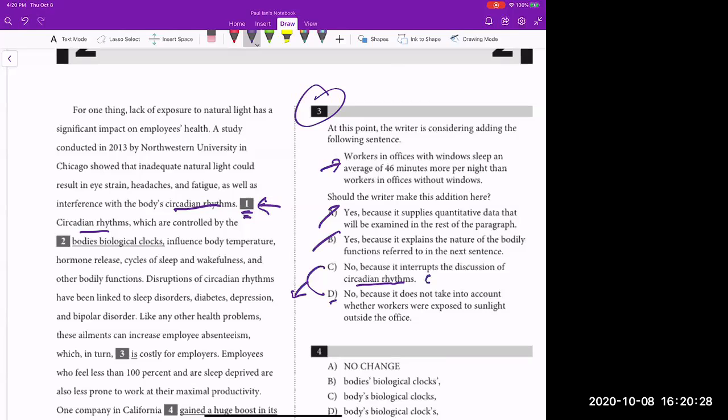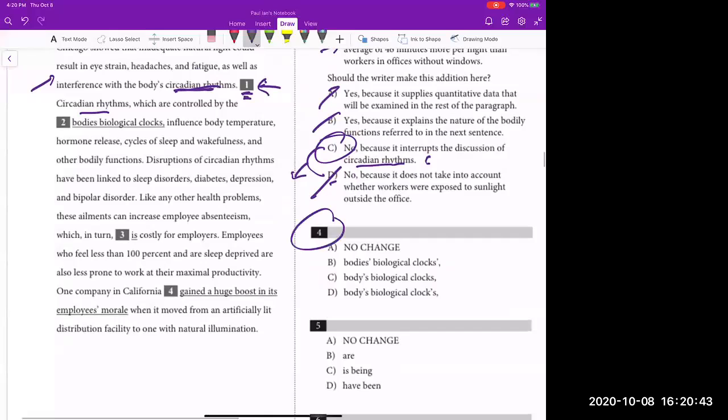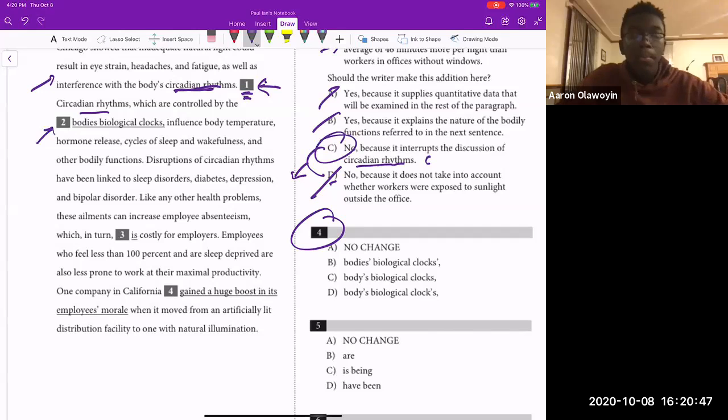Let's just take a look at D. Because it does not take into account whether the workers were exposed to sunlight outside the office. This isn't what this is talking about. We're talking about the circadian rhythm. So that's why it's C. Okay. What about four? Is this one four? Yeah. Okay.